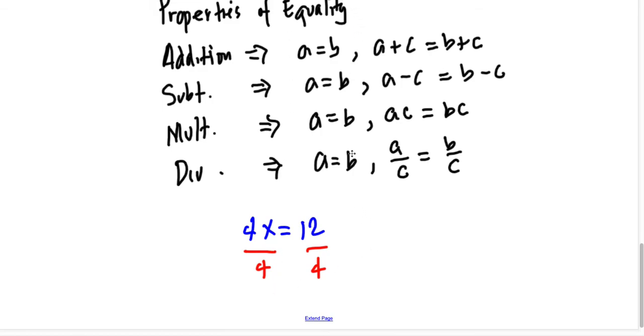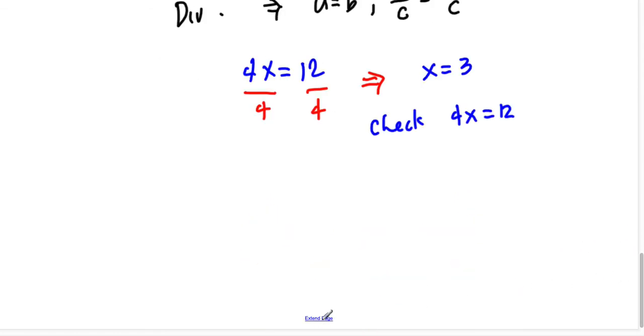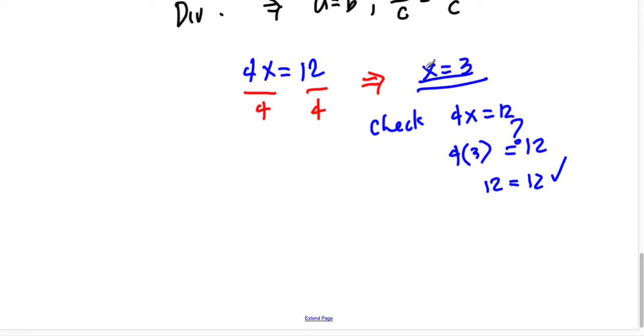So we are left with x is equal to 3. If we want to check if our answer makes sense or not, substitute the value of 3 to the original equation. So you have 4x equals 12, and let's substitute 3 and see if it'll make the equation true. So 4 times 3, is it equal to 12? Yes, it is. 12 is equal to 12. So the solution is x is equal to 3.